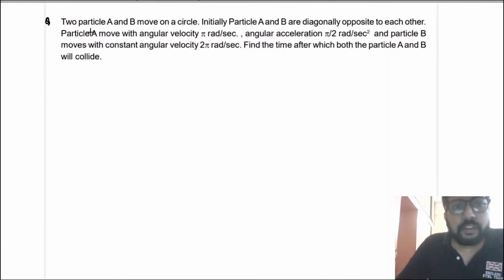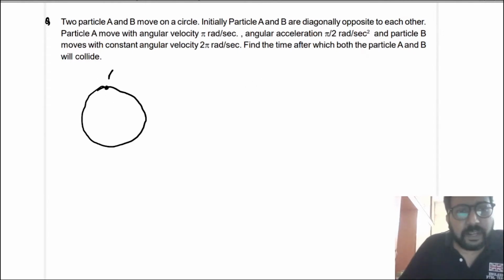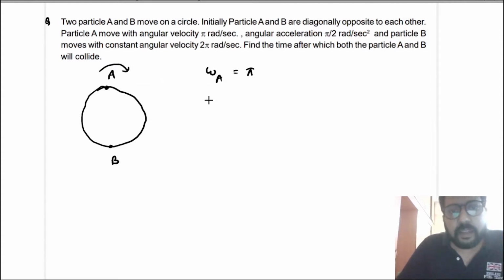Next question. Now this is a very important question. Two particles A and B move on a circle. Initially these particles are diagonally opposite to each other. Particle A moves with an angular velocity of pi radian per second, and angular acceleration is pi by 2 radian per second square. So omega A is pi and alpha A is pi by 2.